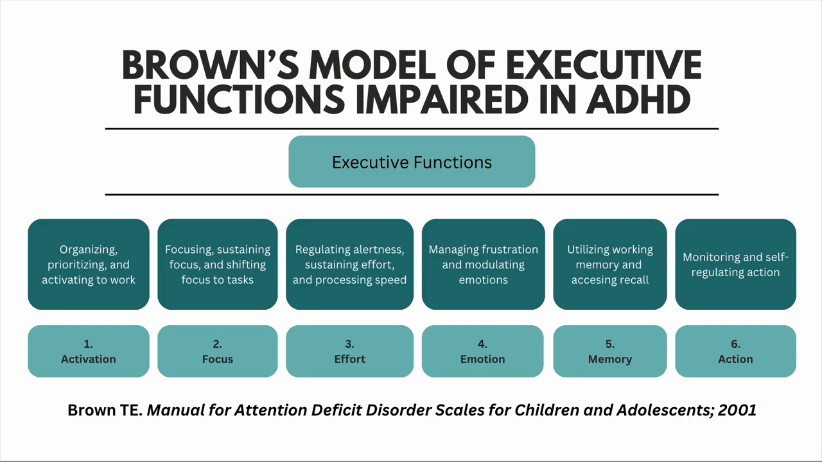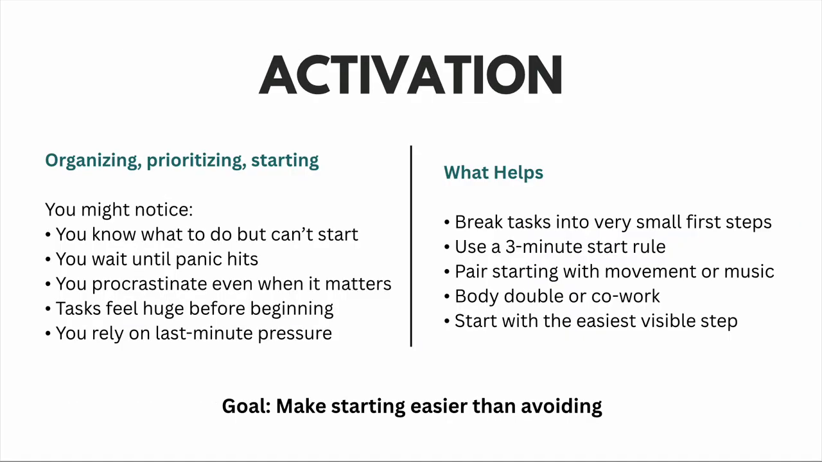Then we have emotion. So managing emotions, frustration, and modulating emotions. We're going to talk more in depth about emotions further on in the program, but this is just a little bit about how it can show up for you and what to do about it. Then we have memory. So utilizing working memory and accessing recall, right? And then we also have action, which is monitoring and self-regulating your actions. Okay, so let's go into each one.